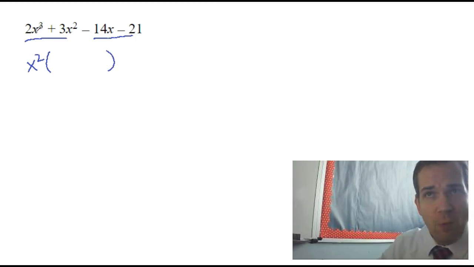In this first set of groups, I see that there's a common factor of x squared. And then I have to ask myself what I would multiply x squared by to get 2x cubed. If I want to get a 2, I'll need a 2 in there. And to get this up to be x cubed, I'll need to put another x on x squared.